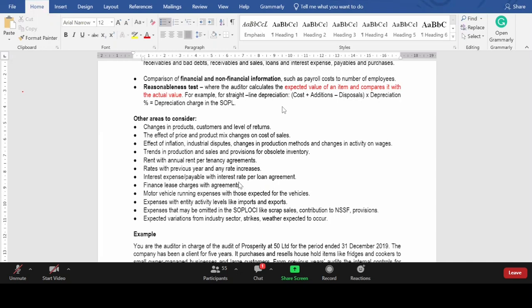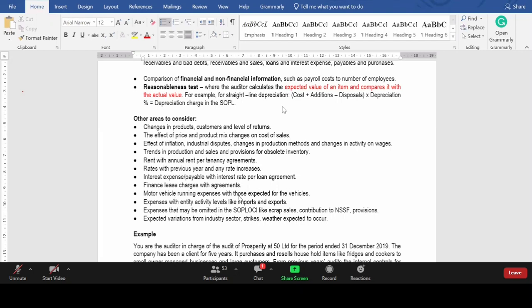Then finance lease charges with agreements. Finance lease, most of the companies in the city here lease their assets. You go to these banks, they lease most of those cars they use. Their IFRS 16, you know it where you studied leasing last semester. They lease cars, they lease computers, they lease equipment. So are you paying back the lease rentals? You compare the lease rentals in the previous year with the current year. The lease rentals that remained accrued, are they increasing or decreasing? If they're increasing, there's a problem.